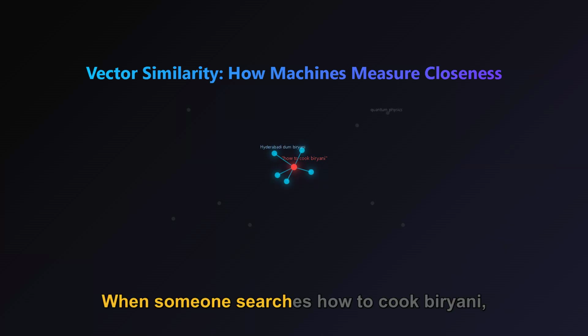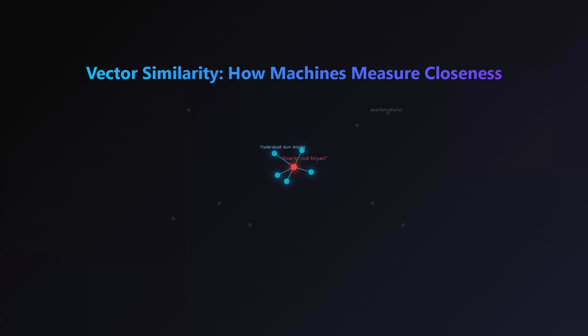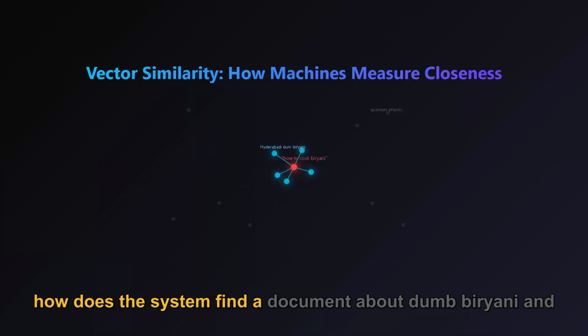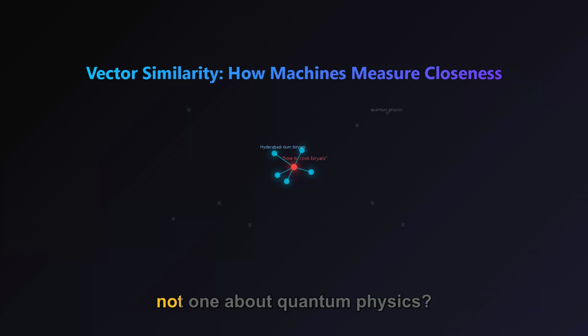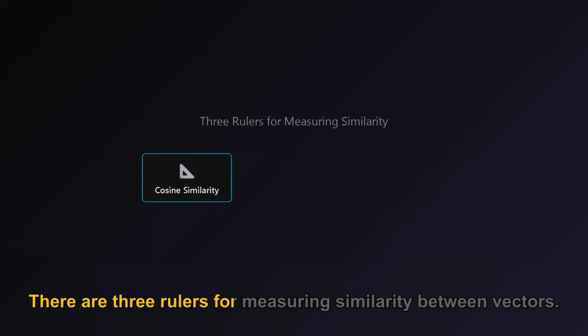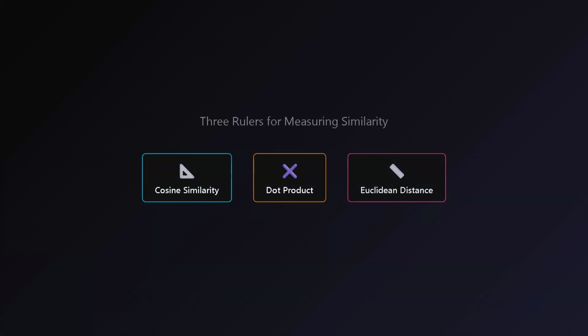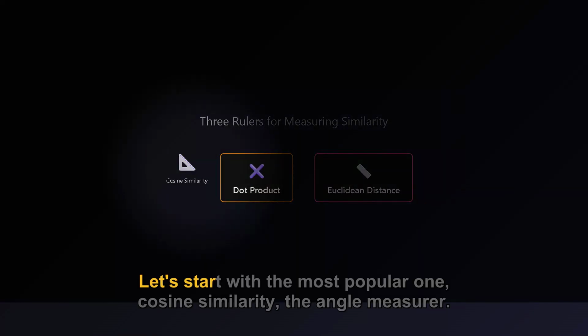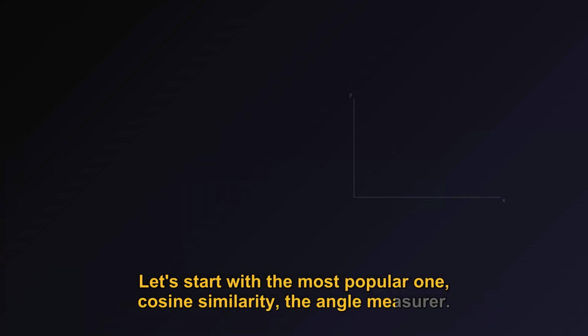When someone searches how to cook biryani, how does the system find a document about dum biryani and not one about quantum physics? There are three rulers for measuring similarity between vectors. Each one sees the world differently. Let's start with the most popular one, cosine similarity, the angle measurer.